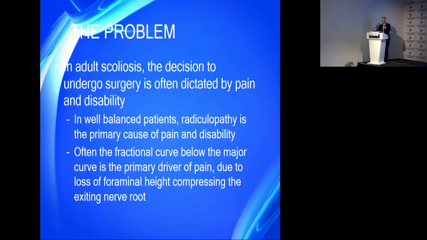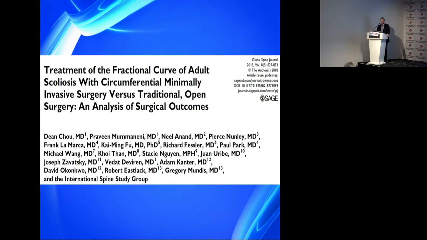So the problem we're going to talk about here is that in adult scoliosis, the decision to have surgery is often dictated by pain and disability, not by deformity. In a patient who has reasonable balance and not a whole lot of back pain, radiculopathy is often the primary cause for them to have surgery. And it's often the fractional curve below the major curve that is causing that pain, because it's compressing exiting nerve roots. So the question is, what can we do to relieve their symptoms in a small operation and not fully correct their scoliosis? So this has been published.